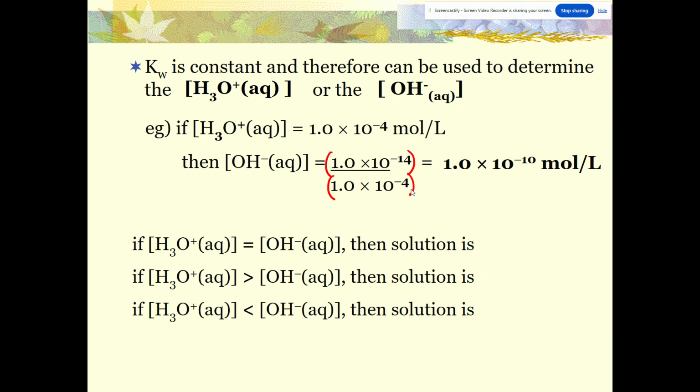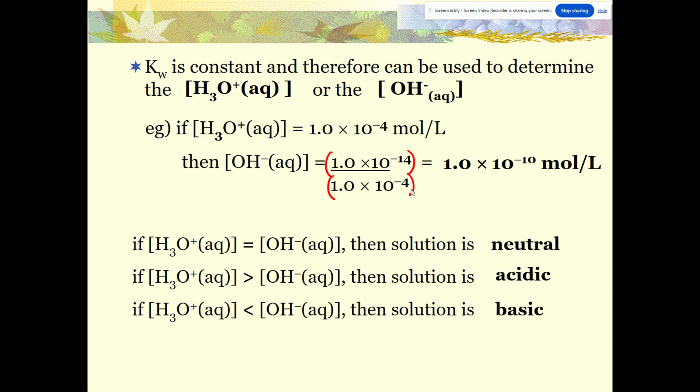This is a quicker way of finding the ion concentrations, rather than finding pH first, subtracting from 14 to find pOH, and so on. So this is a quick way to switch between the two ions, and comparing them lets you know what type of solution you have. If they're equal, your solution is neutral. If there are more hydronium ions, which are the acidic ions in the environment, then it's going to be acidic. And if there are more hydroxide ions, those are the basic ions in the solution, then the solution is going to be basic.